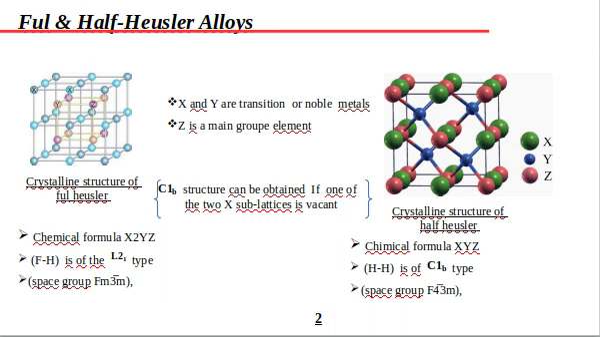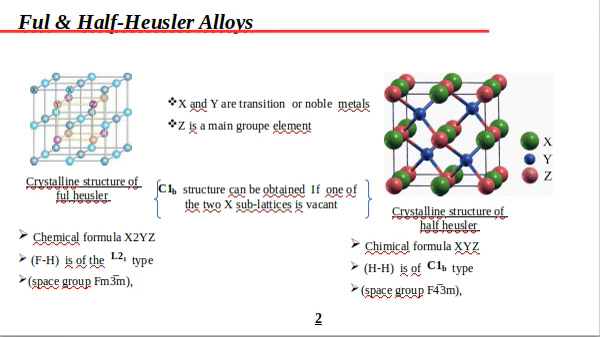Heusler compounds are among the best known intermetallic compounds, such as Full and Half-Heusler. The composition of Heusler compounds is represented, as shown in this figure, by the chemical formula X2YZ and XYZ for Full and Half-Heusler respectively, where X and Y atoms are transition or noble metals and Z is a main group element. The two compounds crystallize in cubic structure with two different typical structures and space groups, as shown in this slide. We notice that the Half-Heusler structure can be obtained if one of the two X lattices is vacant.